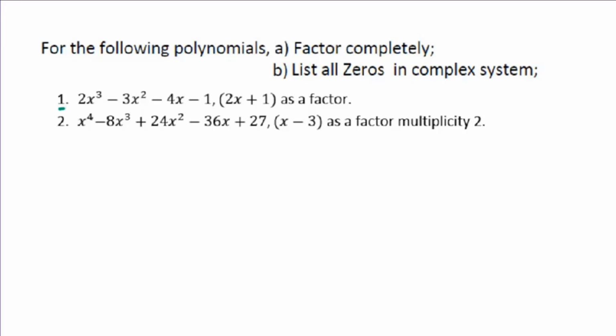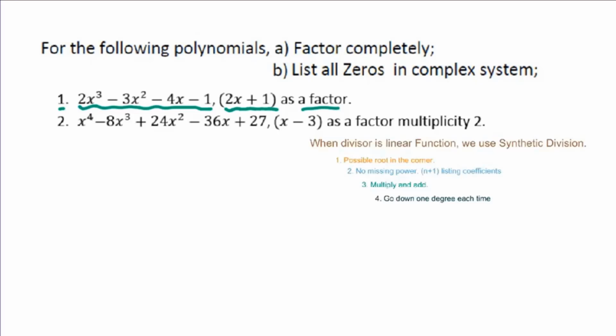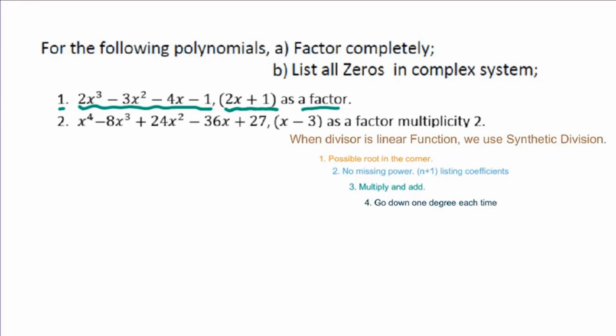For number 1, we have this polynomial function with 2x plus 1 as a factor. First of all, we use synthetic division to factor this polynomial. Put the root in the corner. Therefore, for 2x plus 1, we set it equal to 0. x equals negative 1 over 2. We put the negative 1 over 2 in the corner.